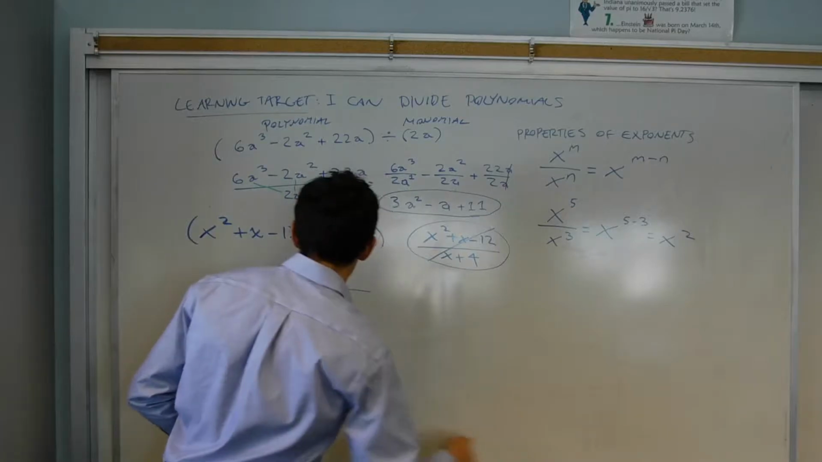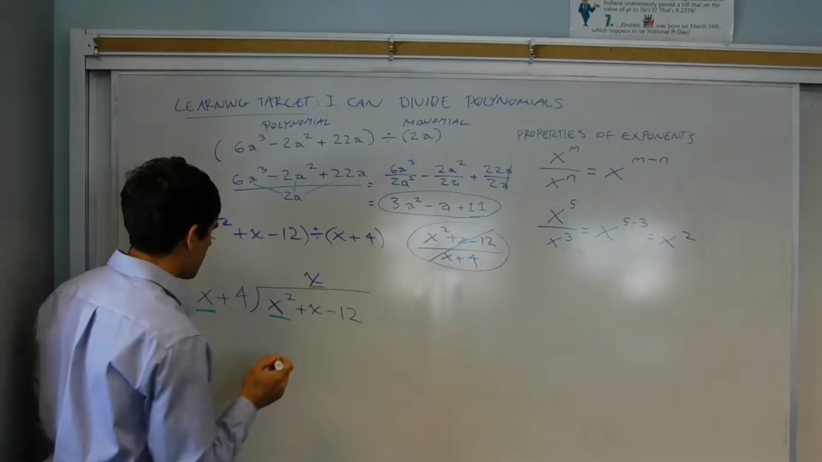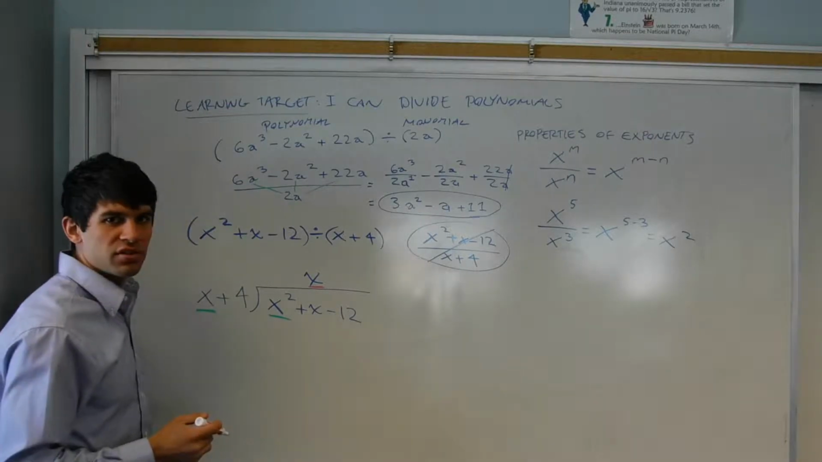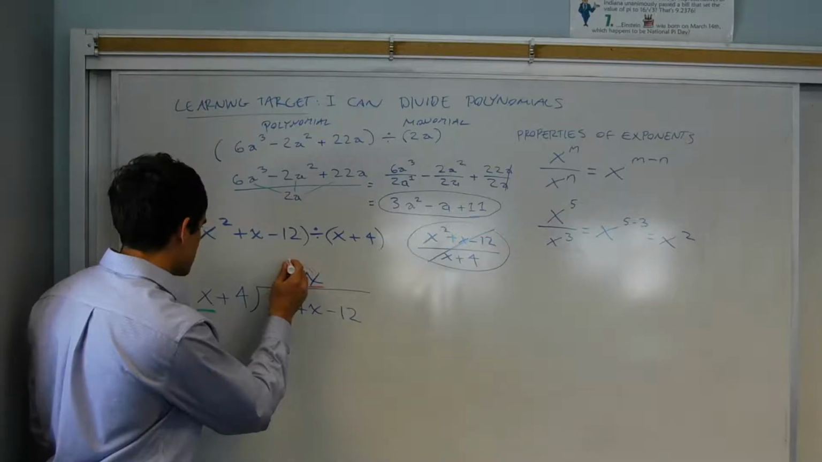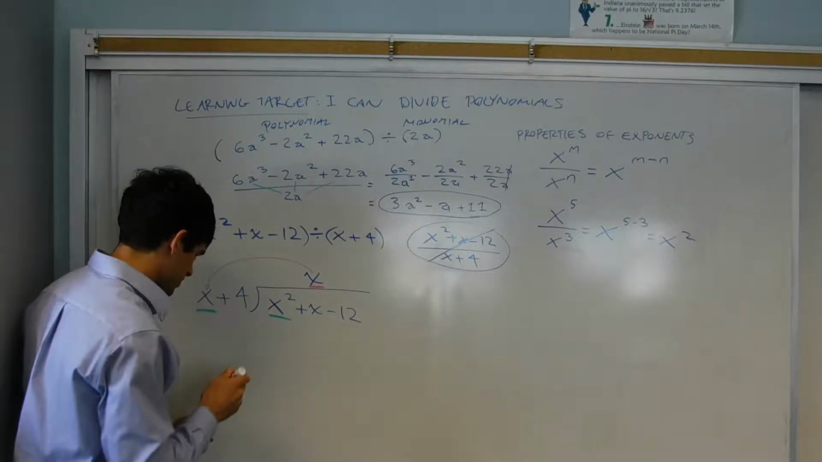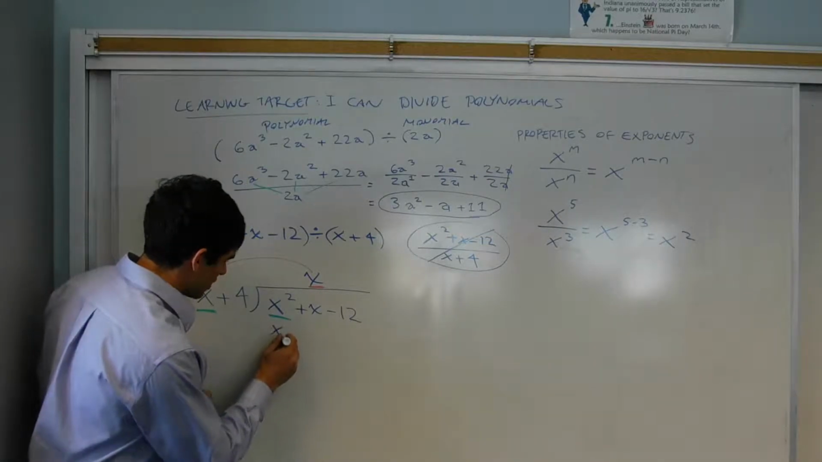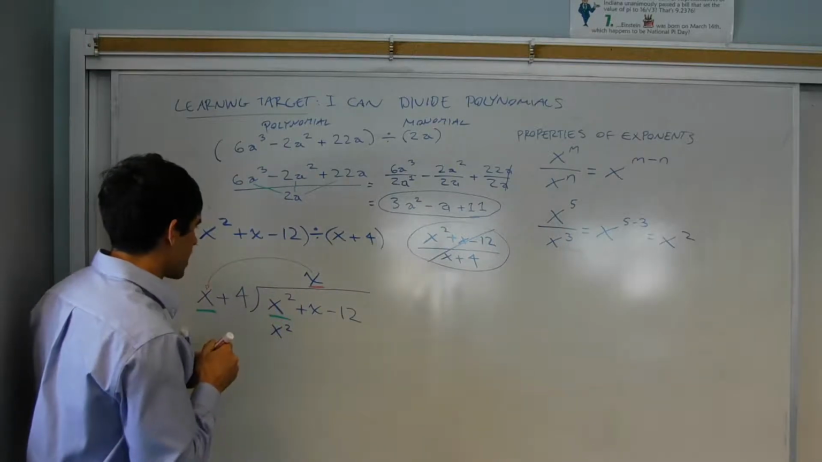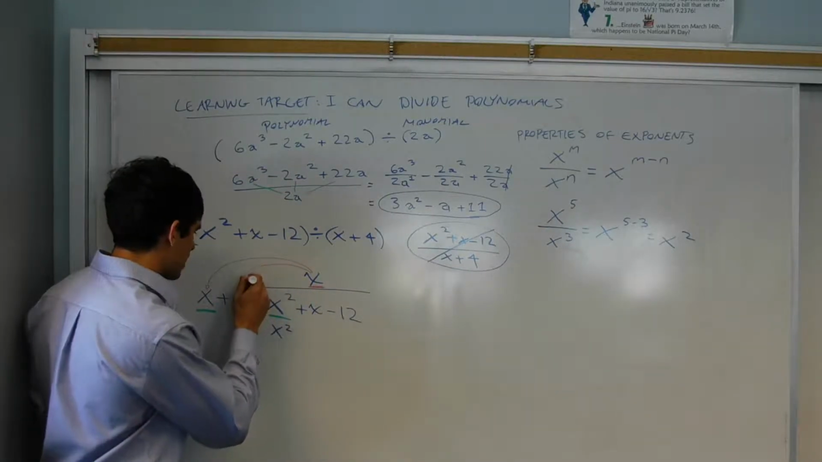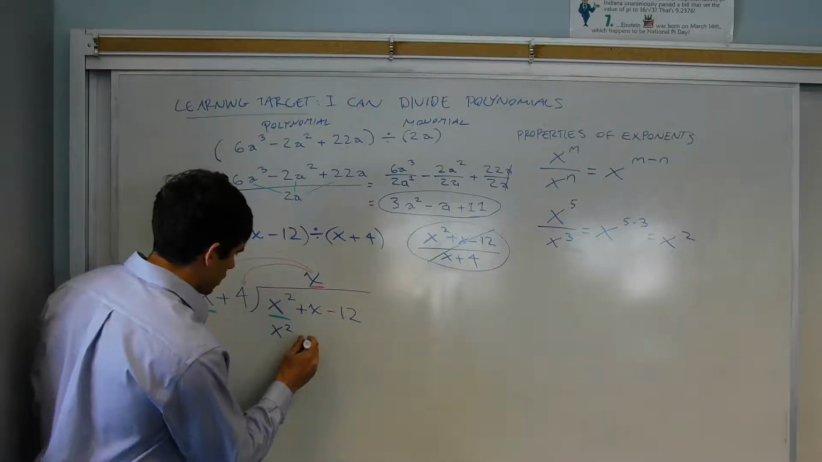Now, we want to look at what we just wrote up here. And now we have to do some polynomial multiplication. So we're going to multiply this x by this x, and we're going to write that down here. So we're going to write an x squared. And then we're going to multiply this x by the second term, the 4, and we're going to write that over here.